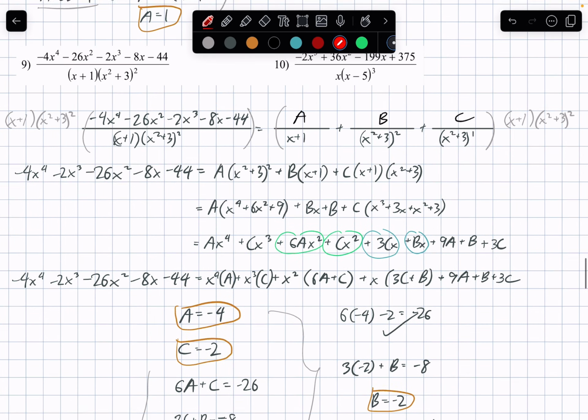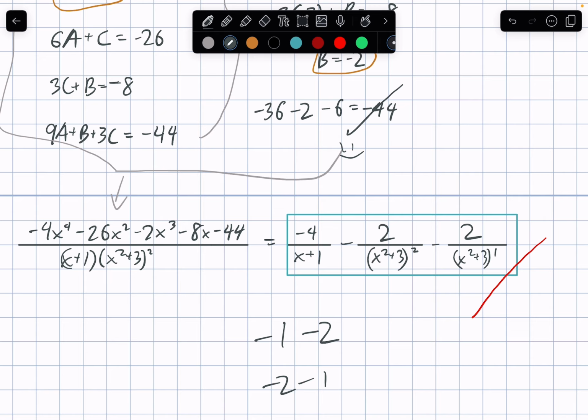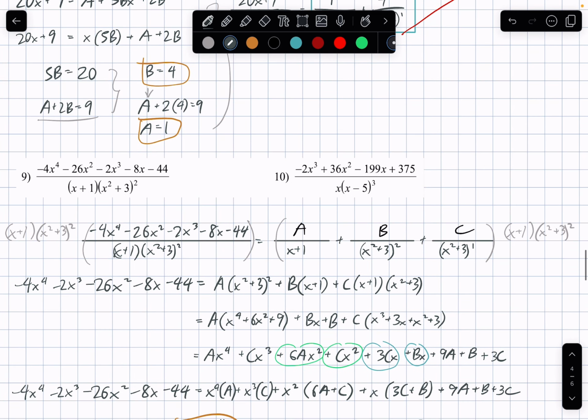So this is what number again? Number 9. Let's see if the answer is correct. Negative 4, x plus 1, negative 2, x raised to 2 plus 3. Okay, so they're correct. The answer key was written the other way around, but I think it doesn't matter in terms of order. It's just like saying 1, negative 1, negative 2 is negative 2, negative 1. Nothing changes. It's still the same thing, despite the difference in order.